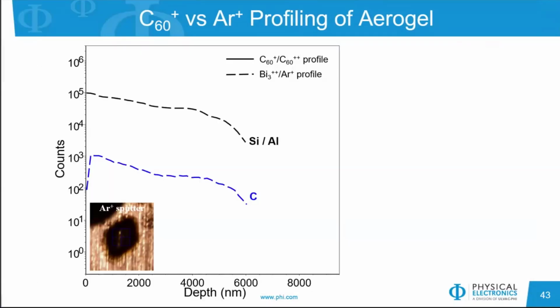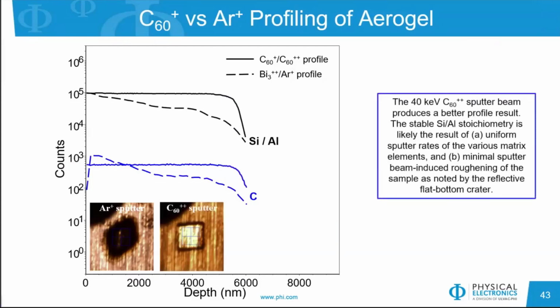Putting it together here just to showcase the difference in the signals between the argon depth profile and C60. You can see the argon profile here, this aluminum-silicon ratio as it degrades as you sputter, compared to the C60 where you get uniform flat traces. So you kind of need to know a little bit about your sample and what guns you're going to use to sputter it.